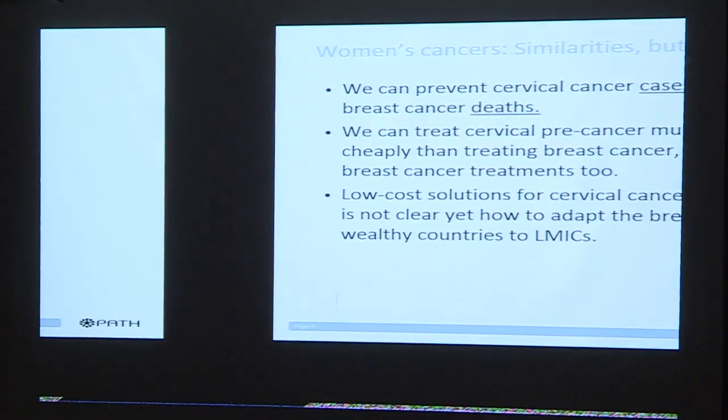Despite all these similarities, there are some differences too. One big difference is we know how to prevent cervical cancer through screening and other ways. We don't know how to prevent breast cancer very much. Some of the lifestyle factors can be modified. But we do know how to prevent breast cancer deaths. And that's where we focus.